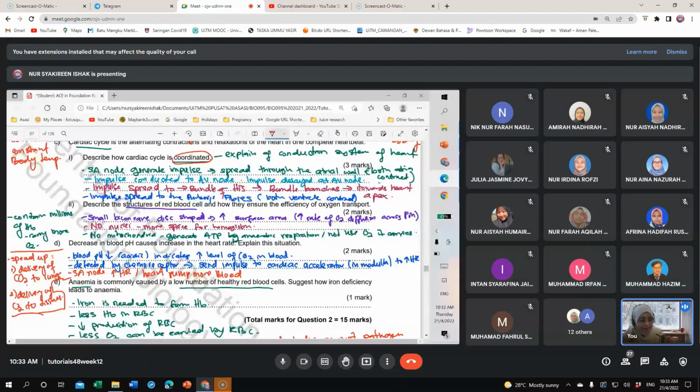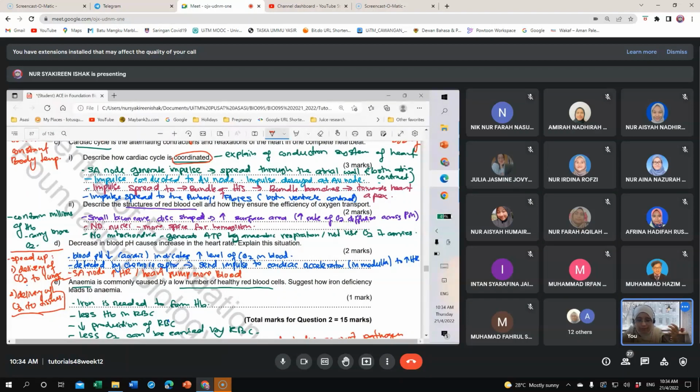In one red blood cell, there is about 250 million hemoglobin. Okay, bukan satu red blood cell, satu hemoglobin. So in one red blood cell, it contains millions of hemoglobins. One hemoglobin can bind to 4 oxygen molecules. So imagine how many oxygen molecules one red blood cell can carry.